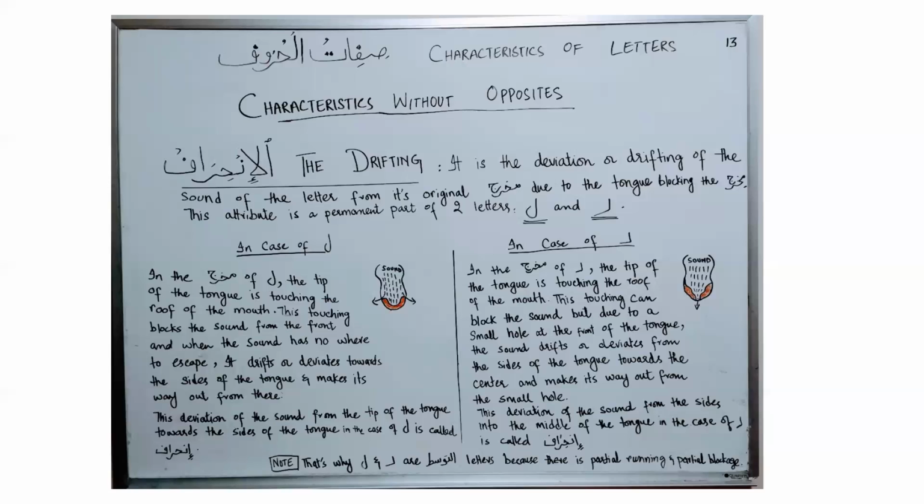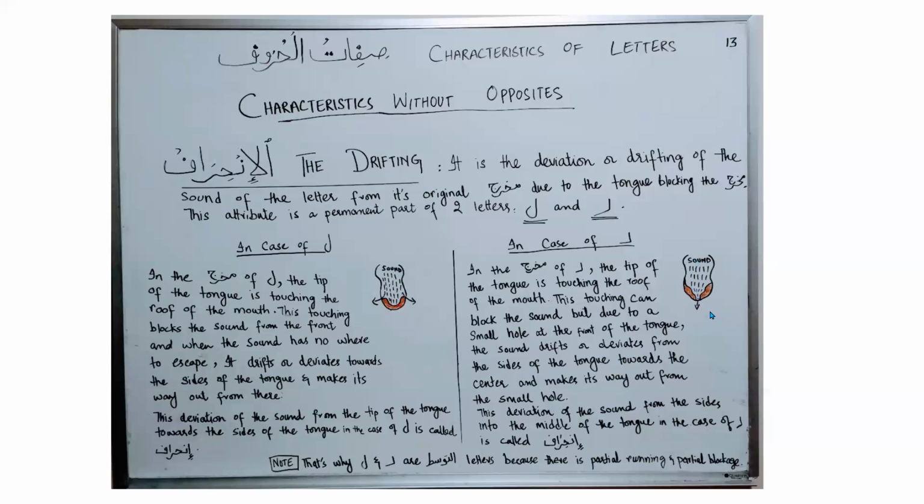In case of letter ra, the makhraj of the letter is from the tip of the tongue and a bit of the top of the tip of the tongue. Now again, the sound cannot escape because there is a blockage at the front. So the sound changes its way from the sides to the middle of the tongue. And we will make a small hole at the front and the sound will exit from there. If you look into this picture and try to say letter ra.